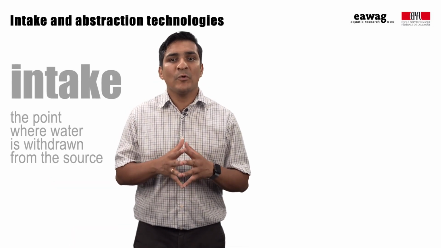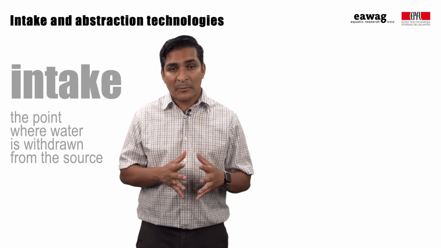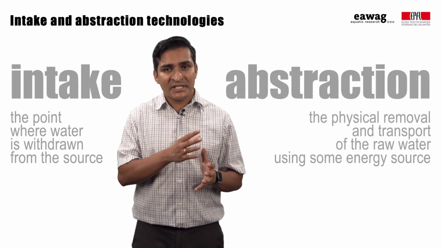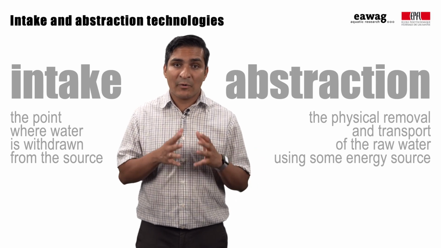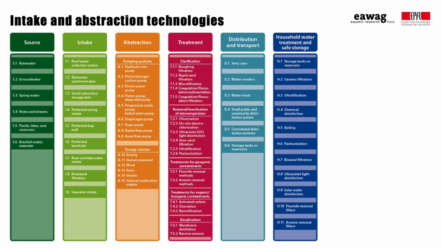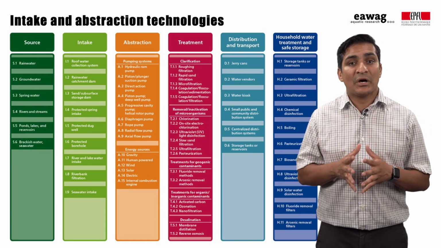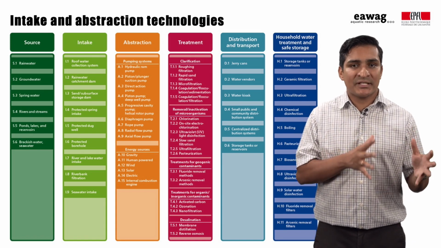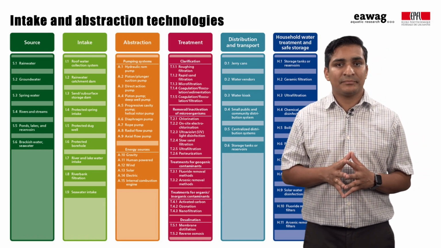Intake refers to the point where water is withdrawn from the source, while abstraction entails the physical removal and transport of the raw water using some energy source. We'll first have a look at two selected intake technologies, namely roof water collection and protected spring, and then introduce the deep well piston pump and the hydraulic ram pump as example technologies from the functional group abstraction. You can find more information on these and other intake and abstraction technologies in the Water Compendium.